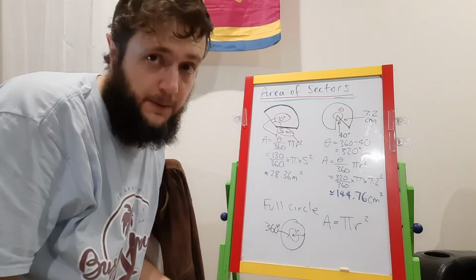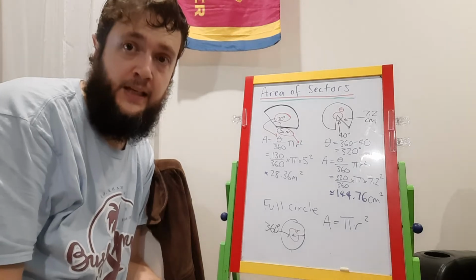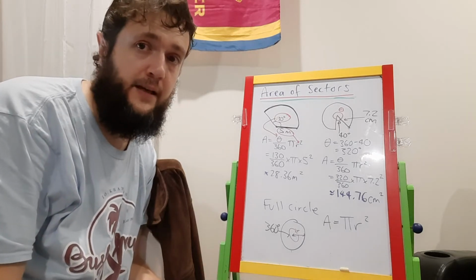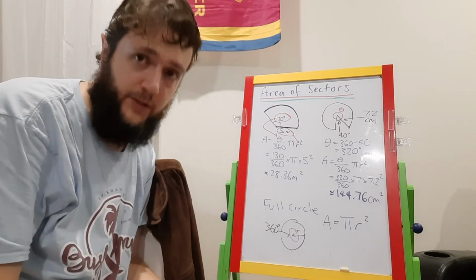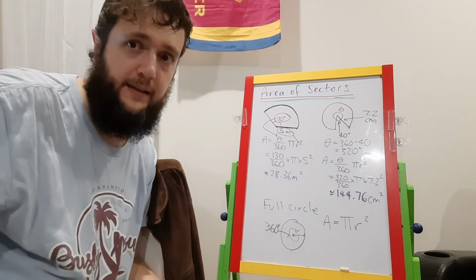So that's the first part of what we needed to cover. That is finding the area of a sector. The second part of the lesson is area of composite shapes. I'm going to give 2 examples of that before letting you go off onto your own. We'll be right back.